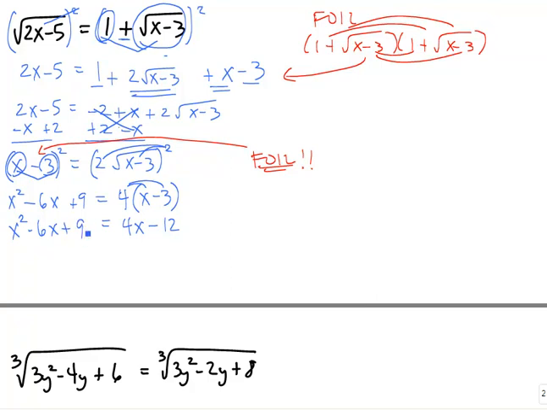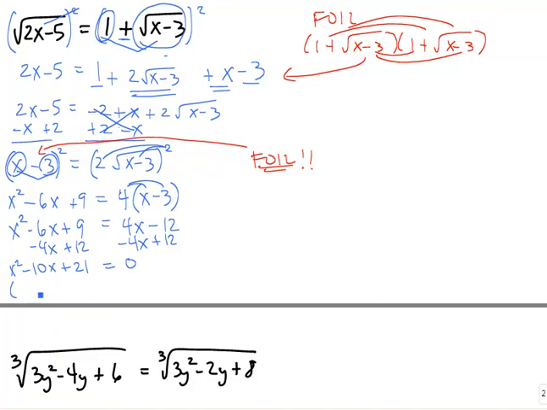So now if we look at our equation, this is a quadratic equation because of that x squared. Whenever you're trying to solve a quadratic equation, you always want to get a 0 first. So I am going to subtract 4x to the left side and add 12 to the left side so that we get x squared minus 10x plus 21 equals 0. And now we should be able to factor this trinomial.